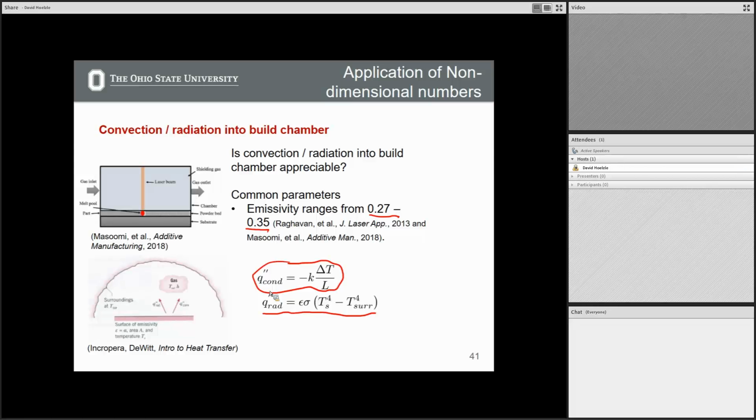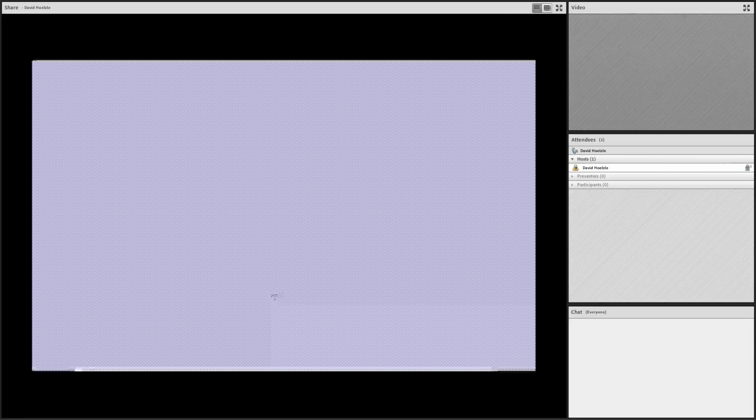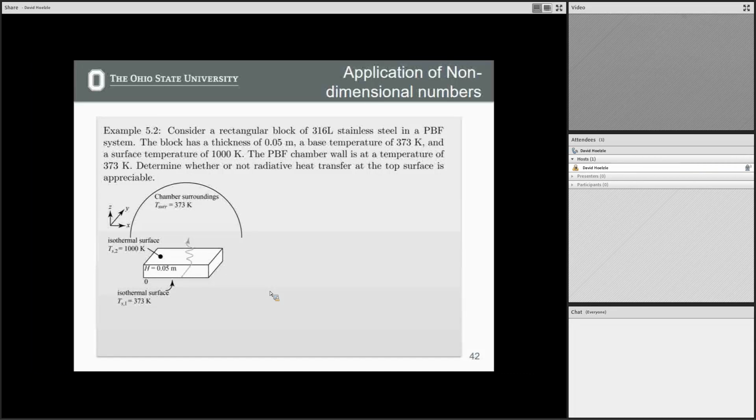And so we can look at this problem here, example 5.2, and do this kind of dummy example where we have a gradient in temperature. This top surface is 1,000 Kelvin, which is getting kind of close to what Ryan was presenting for the paper. They looked at 500 Celsius, I believe, for the surface temperature. And this bottom surface is 373, which is pretty common. This is 100 Celsius.